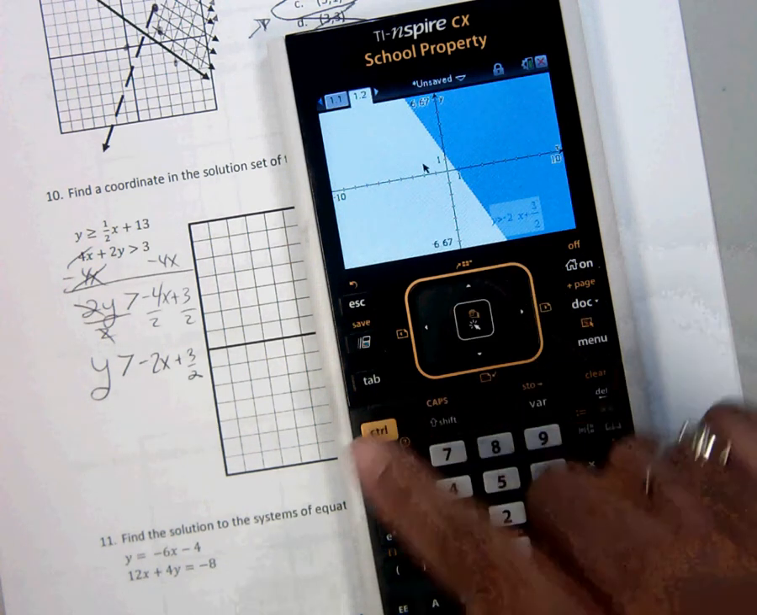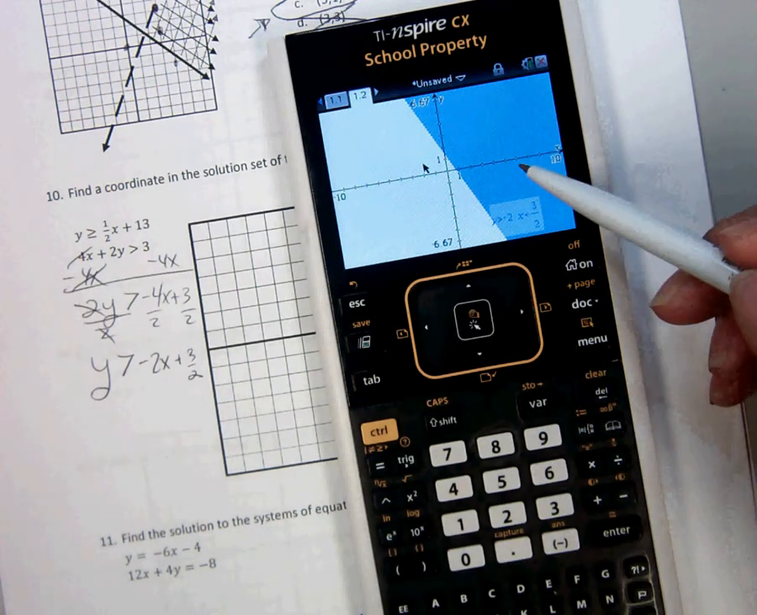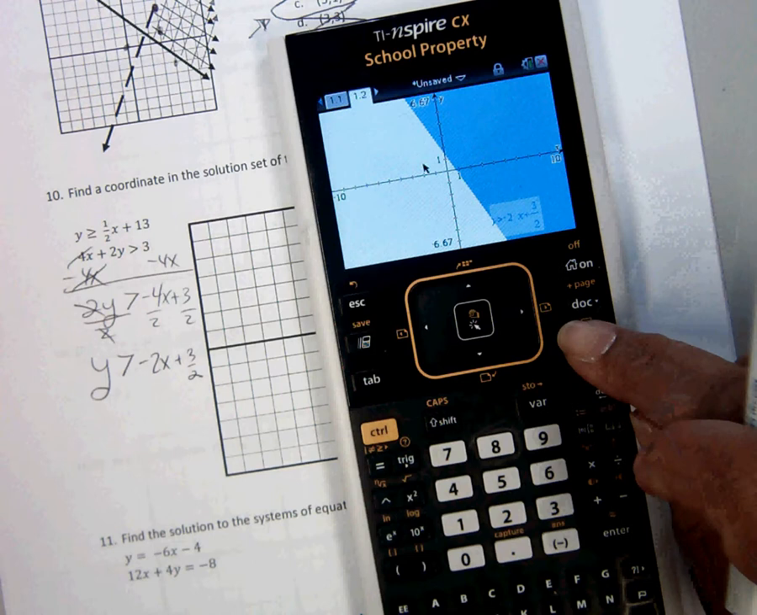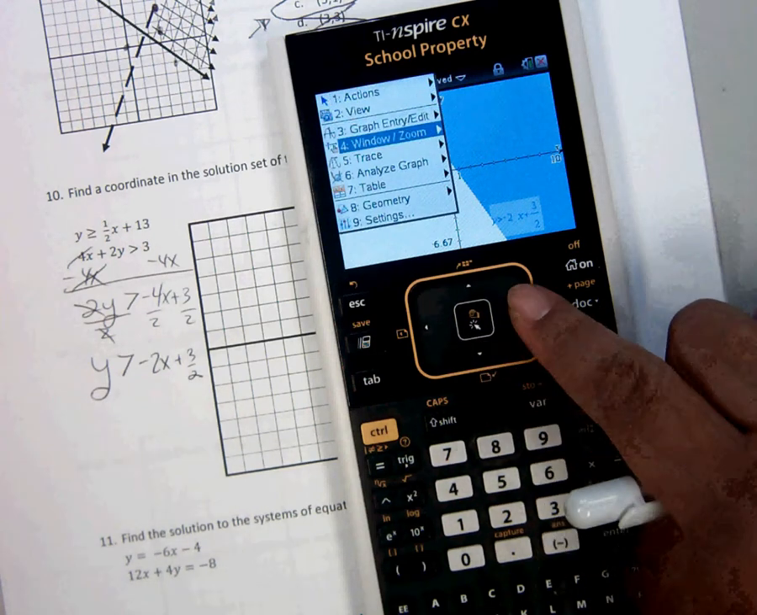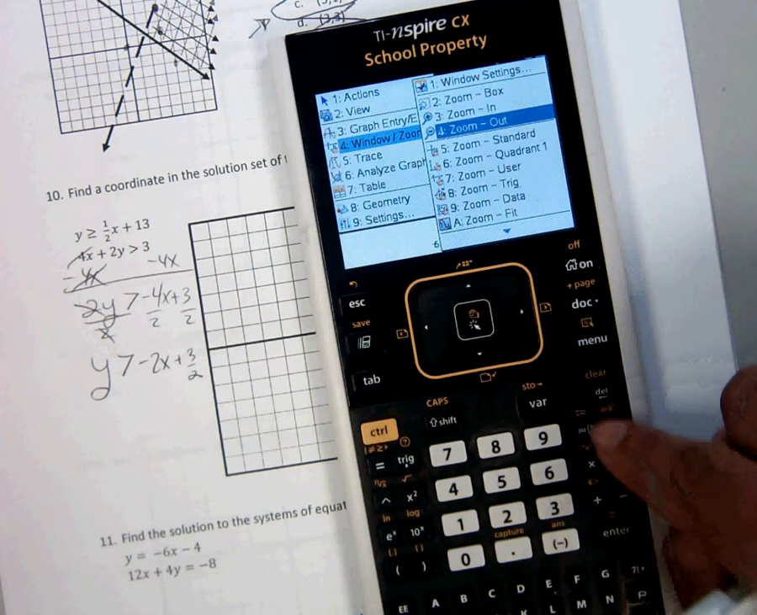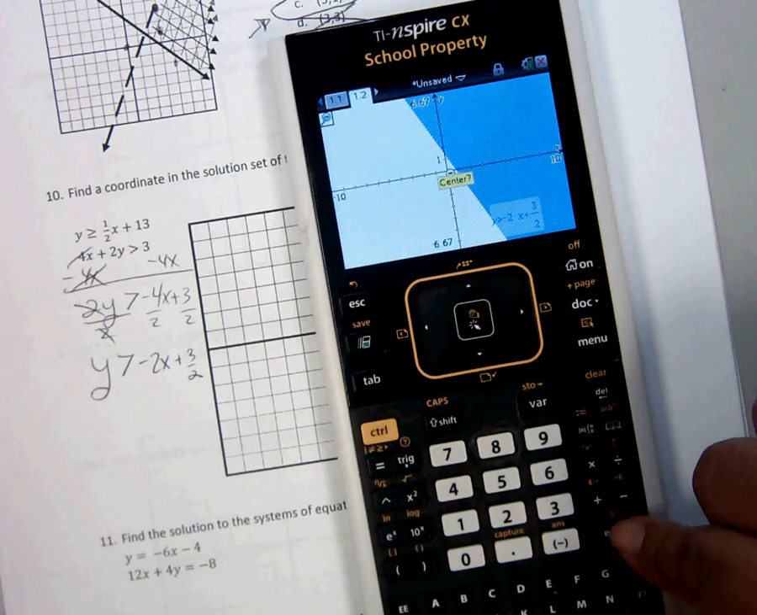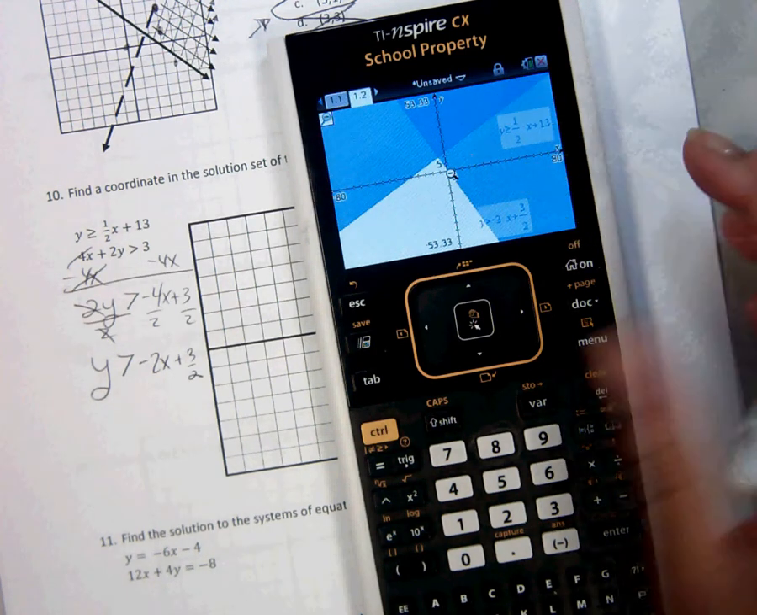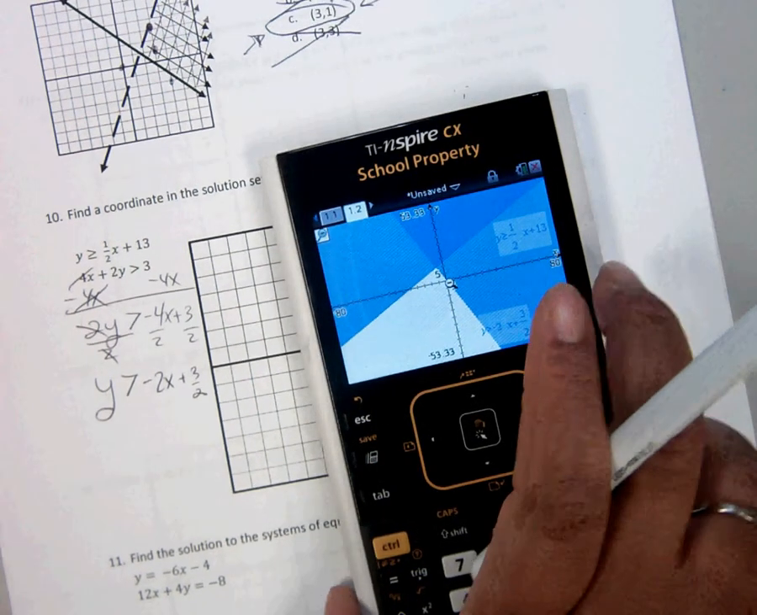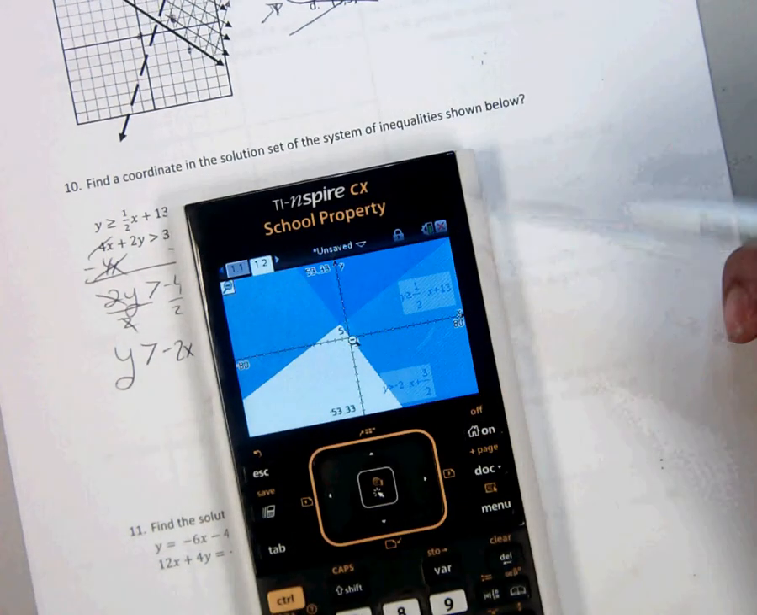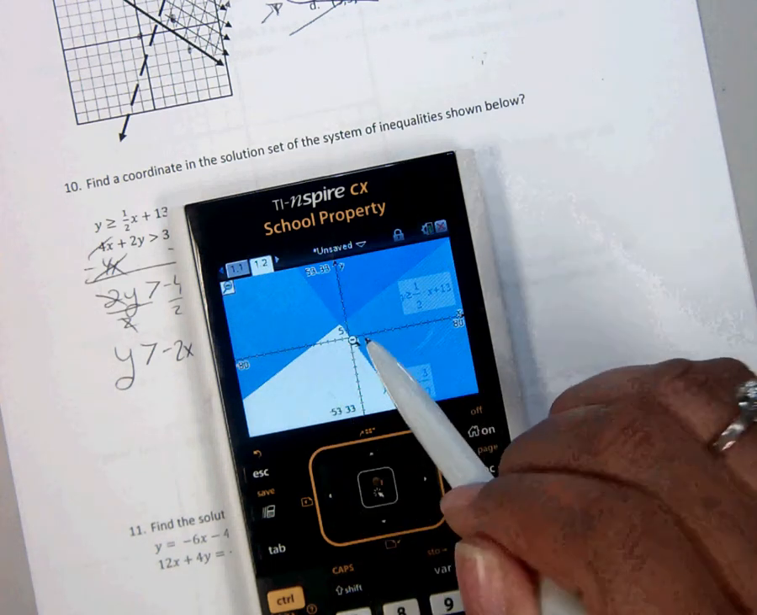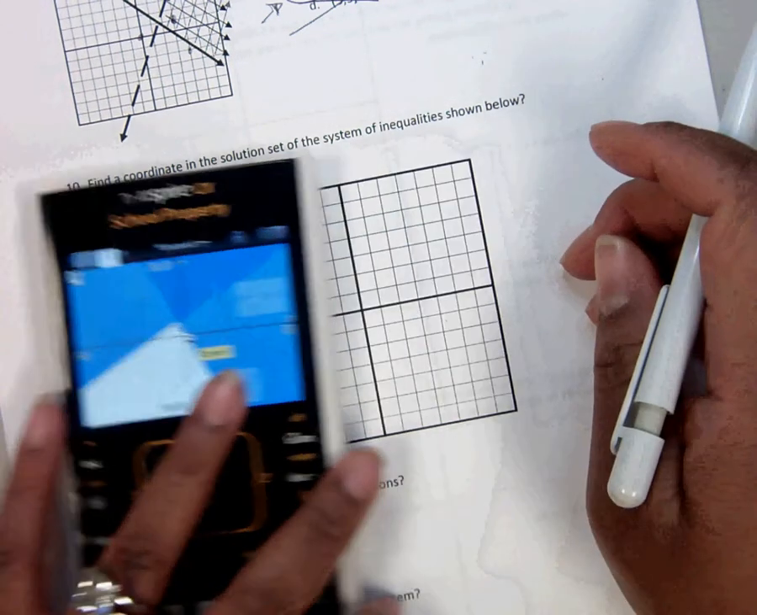Okay. And I know you're saying, well, where's the other one? Well, we need to zoom out to see it because 13 is further up the y-axis. So menu, let's zoom it and zoom out. Press enter and zoom out until you see it, and there it is. So this is a graph that would go on this paper here, what we have on our screen, so we can kind of sketch it.